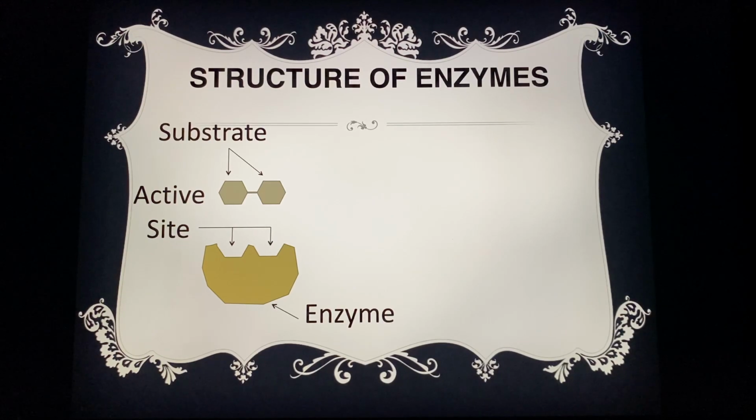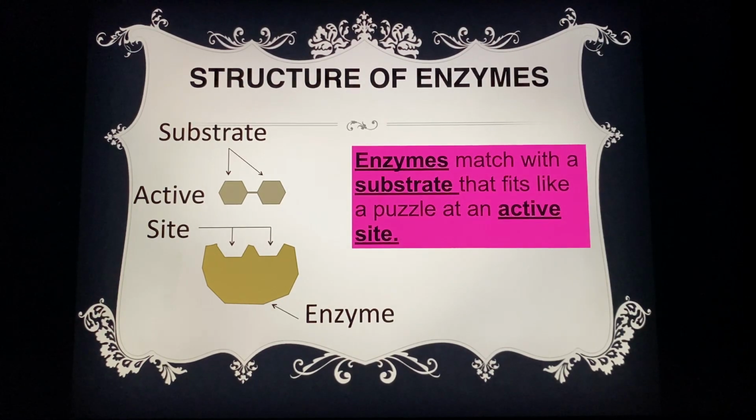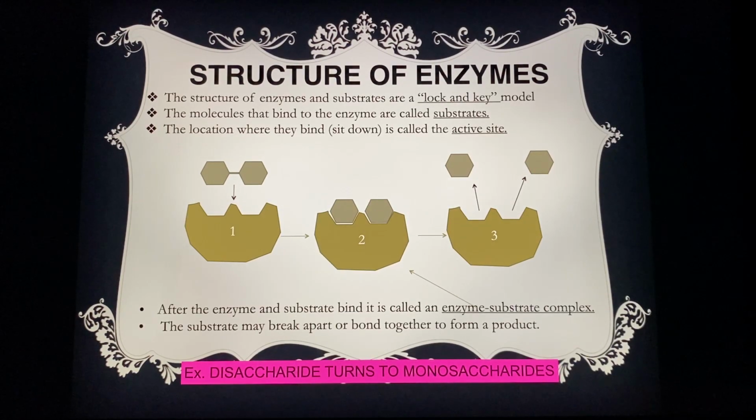So the structure of the enzyme: we have the enzyme and the substrate, and they both fit together so that they match like a puzzle, and that way it's activated. So why do we need these things activated? That's the next question. All right, so we talked about the lock and key. The molecules that bind to the enzyme are called substrates. The location where they bind together is the active site. After the enzyme and the substrate bind together, that's called an enzyme substrate complex.